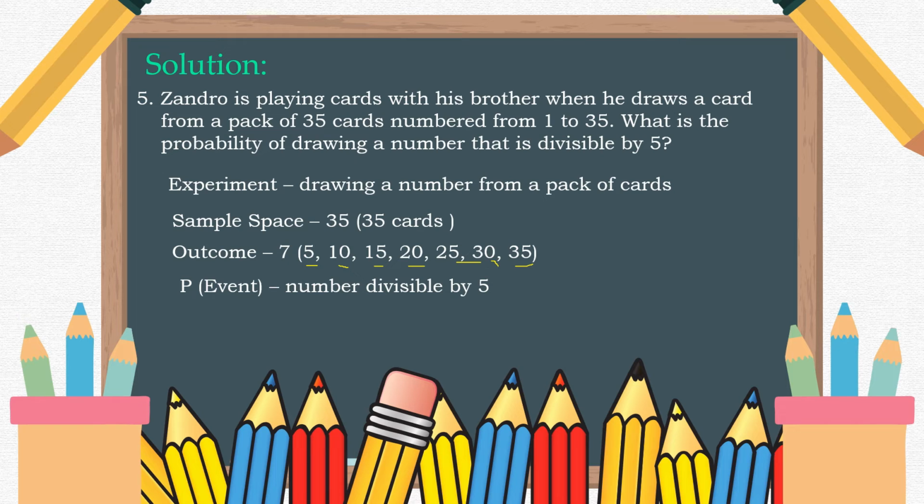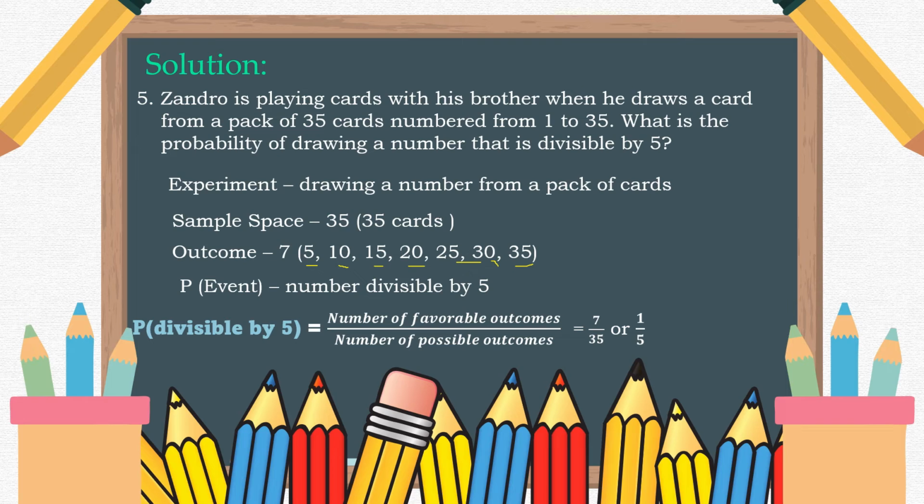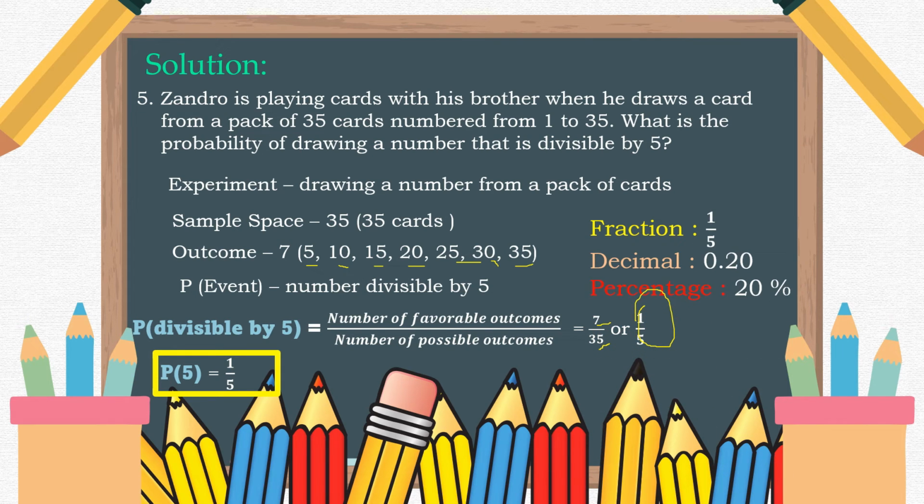Our P of event is number divisible by 5. So P of divisible by 5: number of favorable outcomes is 7. The number of possible outcomes is 35. Getting the simplified form of 7/35, the answer is 1/5. So in fractional form, that is 1/5, our decimal form is 0.20, and the percentage form is 20%. Again, 20% is less than 50%, so that is an unlikely event.